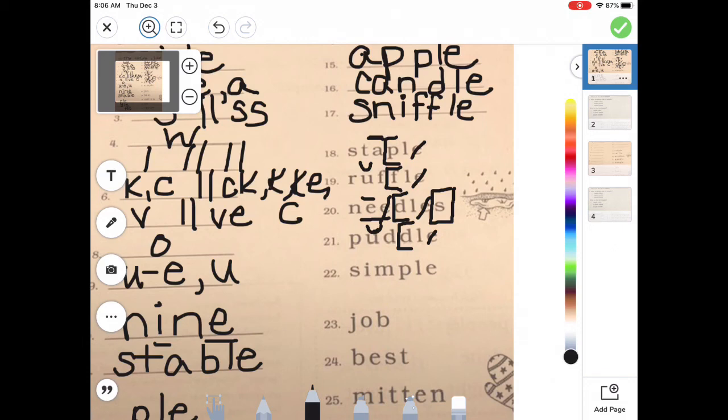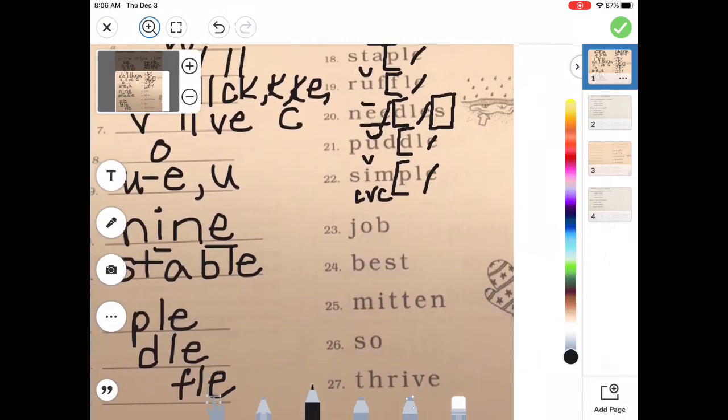All right. On 22, what do we have? We've got that final syllable, P-L-E. So I'm going to go ahead and add a bracket. Okay. I cross off the E. And then look at the other syllable. The other syllable just looks like a CVC word. So since it's a CVC word, I know that I is going to be short. So I have sim, simple, simple.